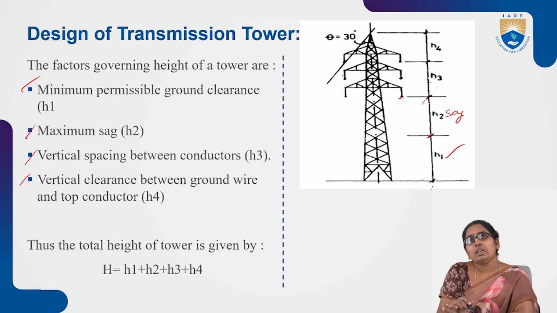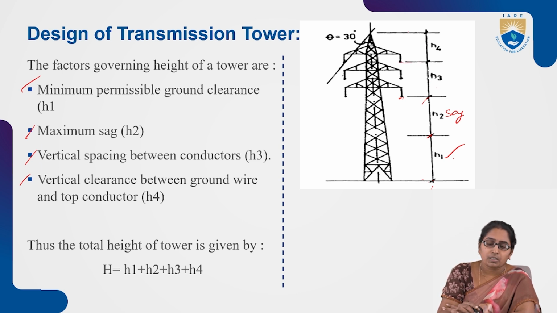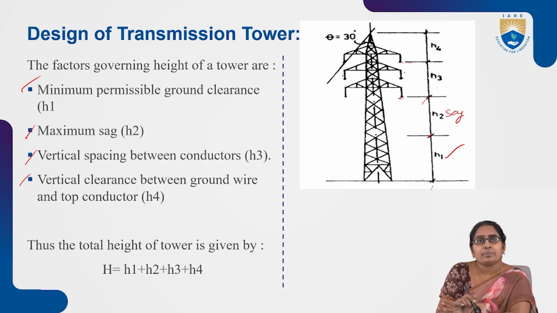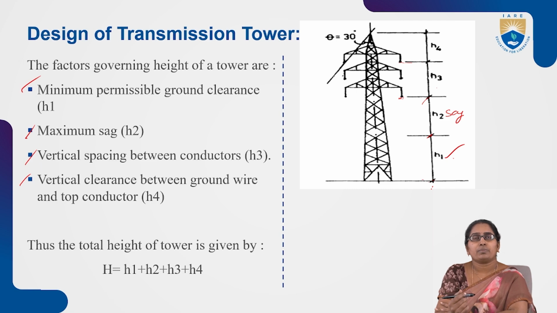Next, vertical clearance between ground wire and top conductor. The ground wire is on the top, above the top conductor. Generally that is where the ground wire is placed for transmission towers, big towers. So that is H4. Finally, the total height of the tower is H equal to the sum of these four: H1 plus H2 plus H3 plus H4.